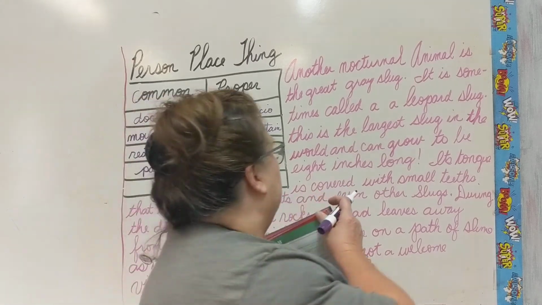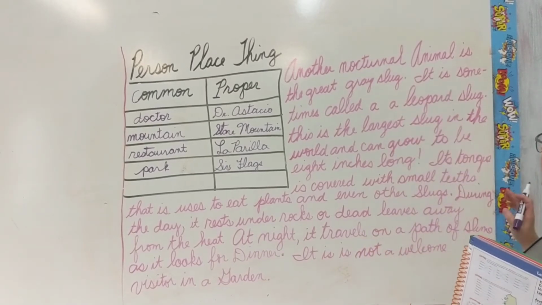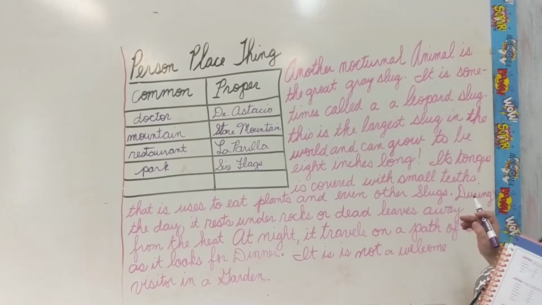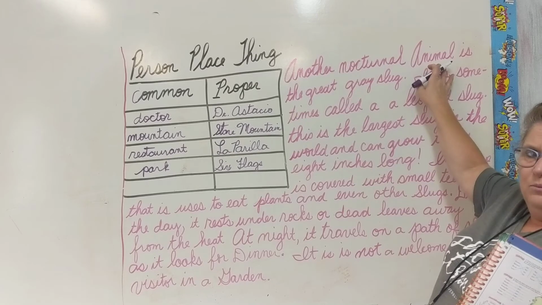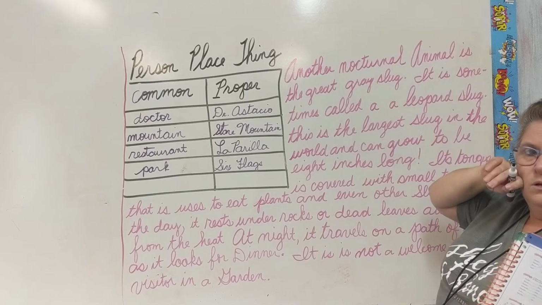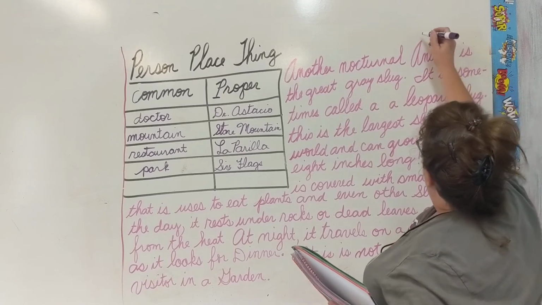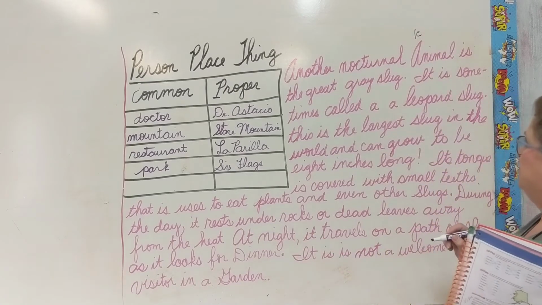So let's begin. Another nocturnal Animal is the great gray slug. I do see a mistake in there. I see a letter that is capitalized that should not be. Are we naming any particular animal when we say the word animal? No, that's just a common noun. So animal should be lowercase, so we will write LC above it. That should be a lowercase letter.